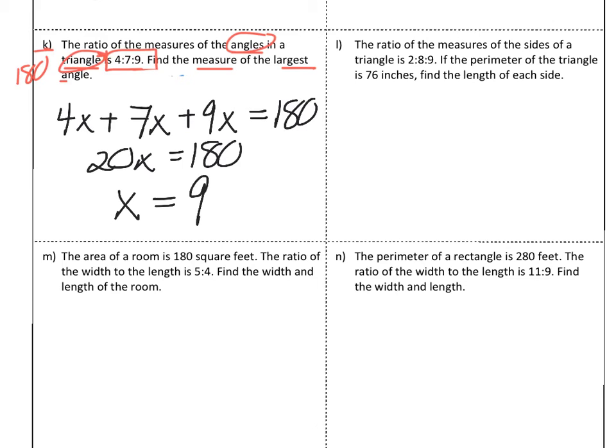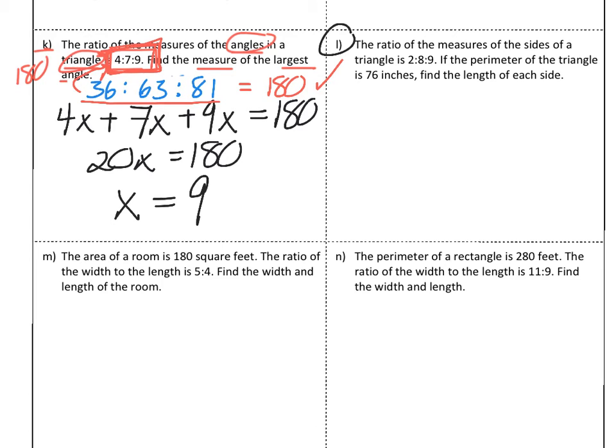So then that means that my angle measures are going to be 36, 63, and 81. If I happen to add up those three angle measures, I do in fact get 180. And if I were to simplify that ratio, it's going to bring me right back to where I started, 4 to 7 to 9.